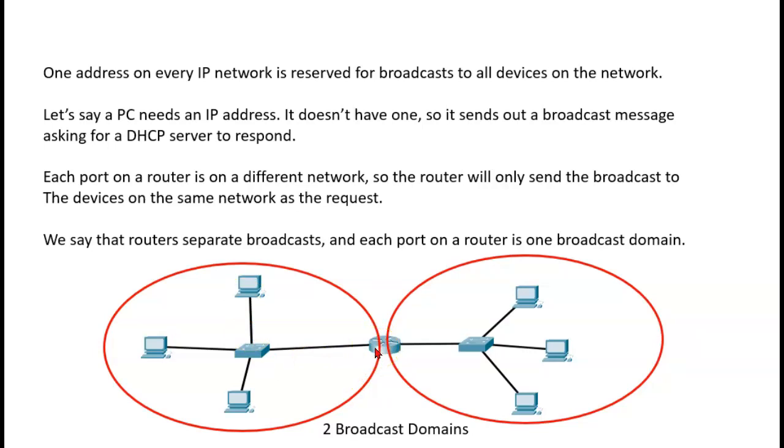Now, each of these ports on the router is on a different network. So this will limit broadcasts going across the router. Broadcasts will stay only within that network because remember, there's only one broadcast address on every IP network. And so it will limit it to that network. It will not cross this router. So we say that routers separate broadcast domains, or each port on a router is a different broadcast domain.